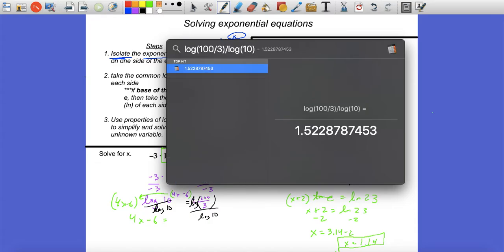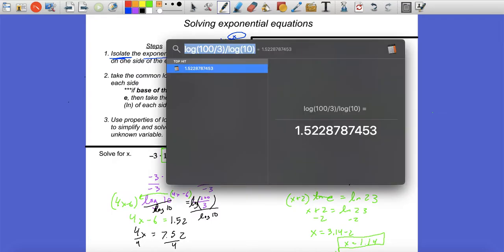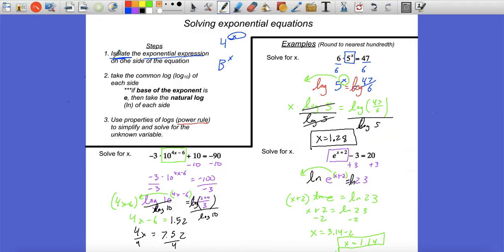So I got 1.52. That's what this is equal to. And now we just solve for x. So we add 6, 4x equals 7.52, and then divide by 4. And we get 7.52 divided by 4, and we get 1.88. So x equals 1.88. And that is our answer.